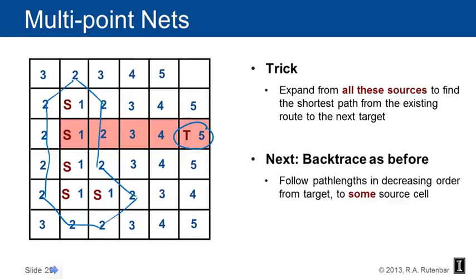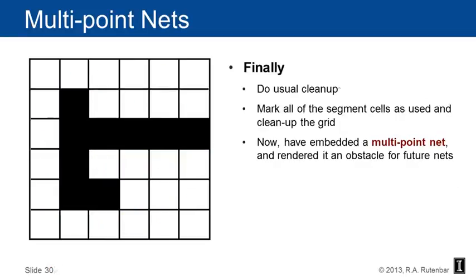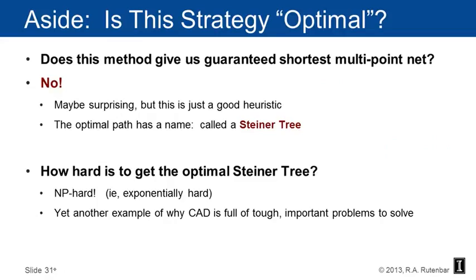That's the right part. So what we do next, we do the final cleanup phase, which is we take the path we found. When we're all done finally with all of the expansions to all of the targets, we label all of the segments that we found as an obstacle, because this entire thing is a wire. So this entire multi-point, in this case 3-point net, is a wire. All of the subpaths we have found are an obstacle, and it all just works. So what have we done? We've just embedded a multi-point net, and we've rendered it an obstacle for future nets.